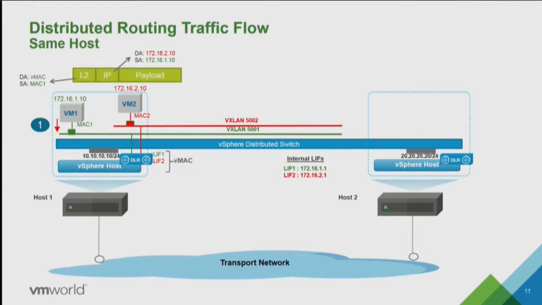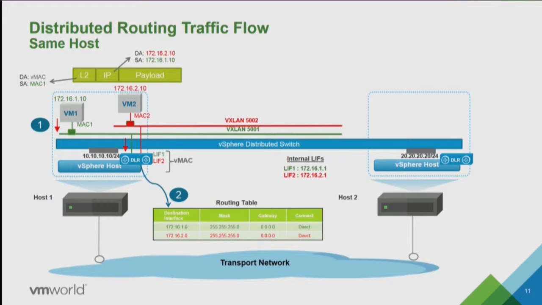So we assume that VM1 already knows, via ARP, its default gateway, so it has its ARP table up and running and already populated. So it's sending a packet with its own source MAC, and the destination MAC is the VMAC used by the DLR, which is the default gateway for this VM. And of course, the source IP is VM1 and the destination IP is VM2 here.